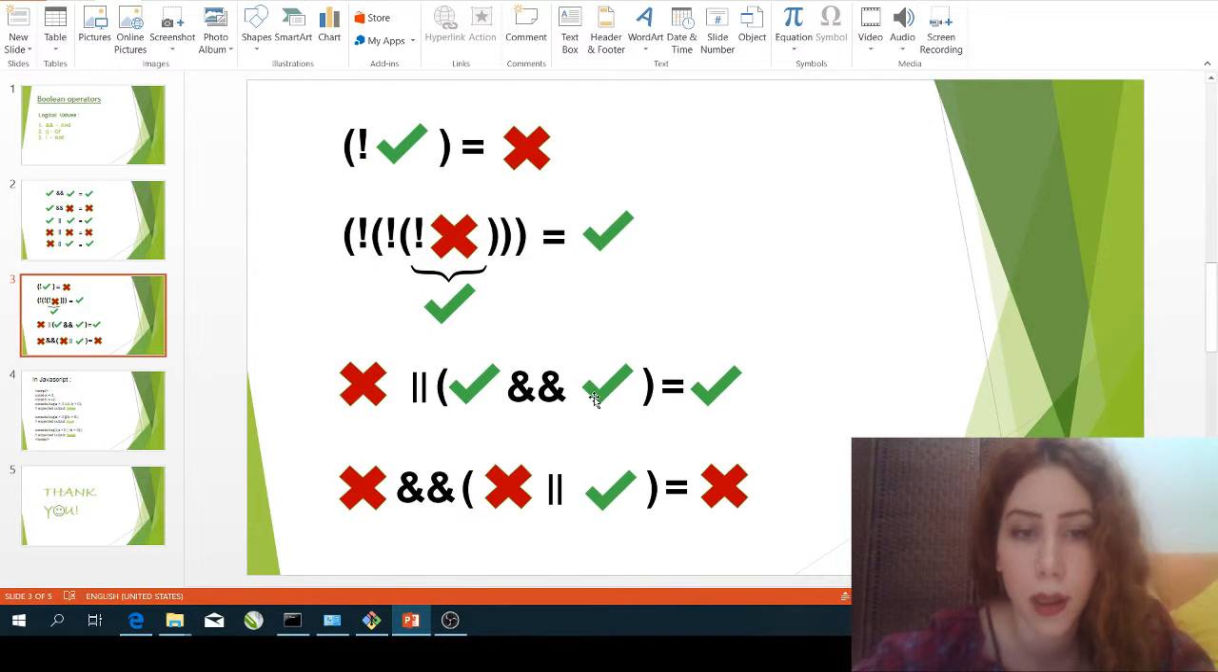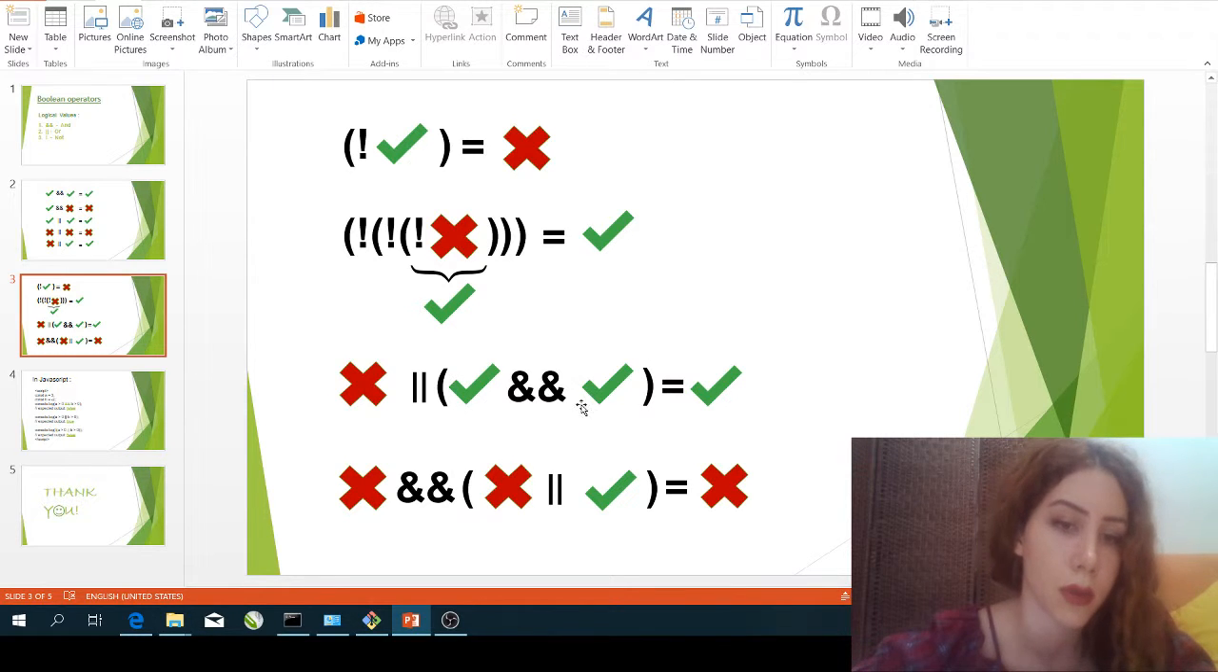So the next exercise is exactly like what we do in mathematics. First of all, we must begin from the very inside of the parentheses. True and true equals true. Then false or true equals true. The next one, false or true equals true, and false and true equals false.